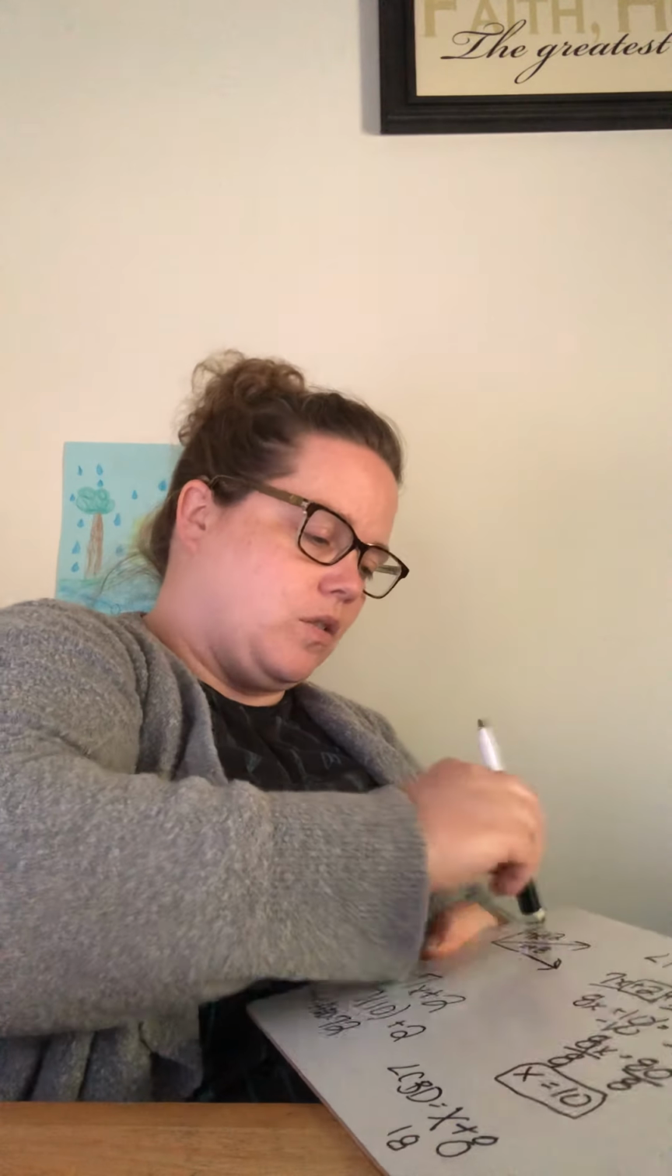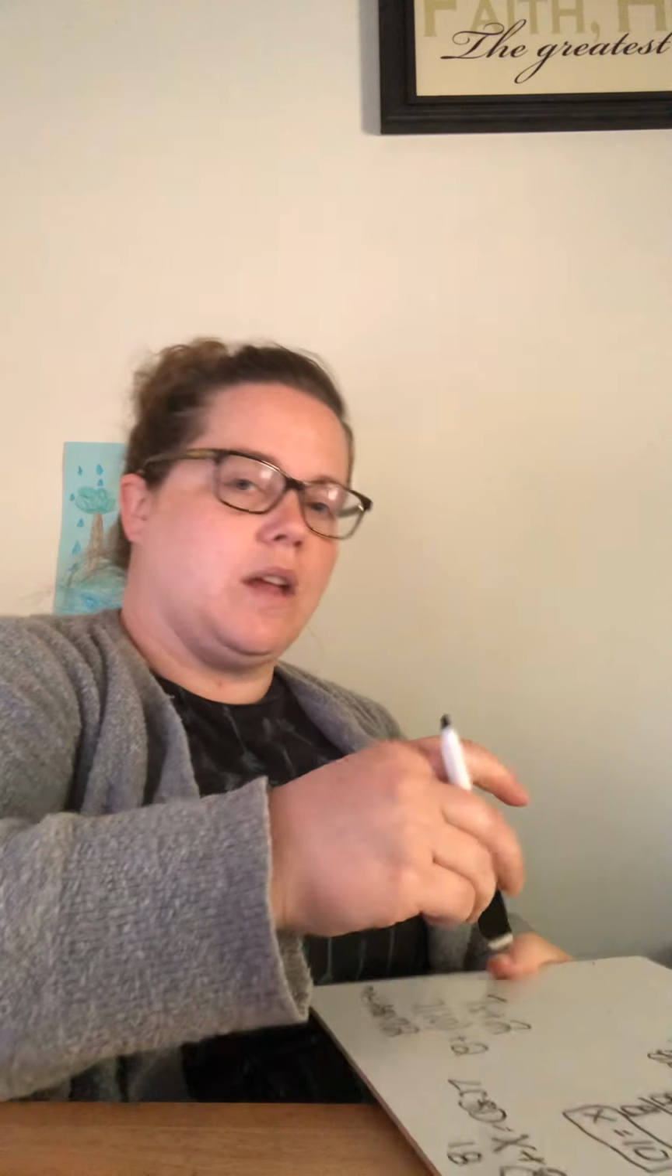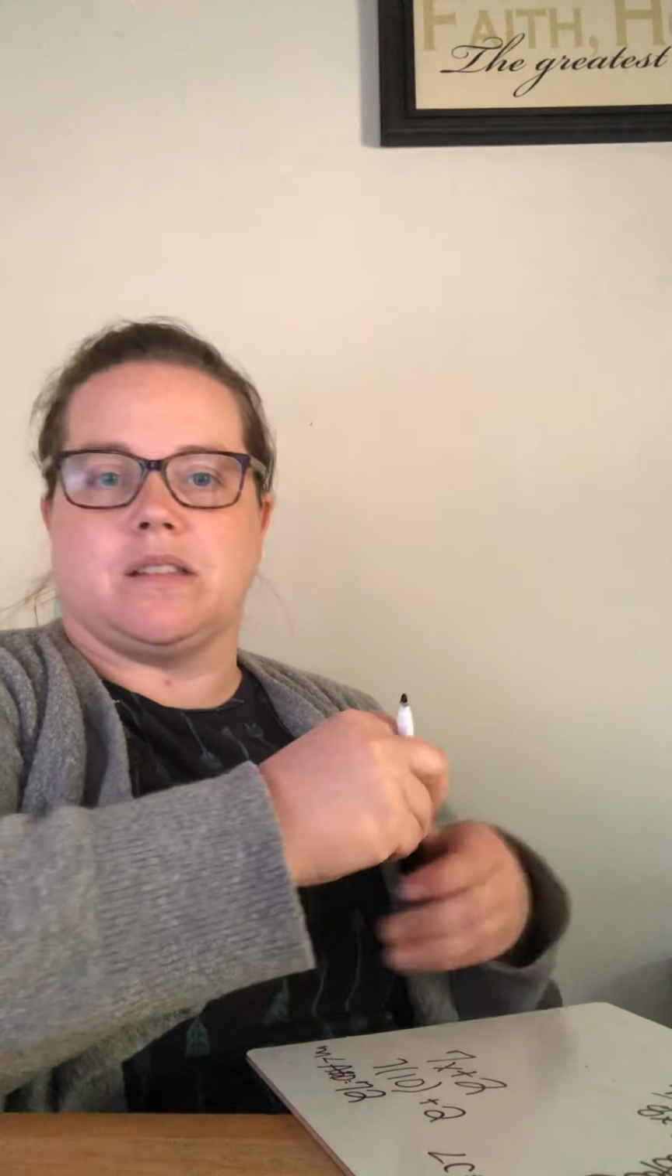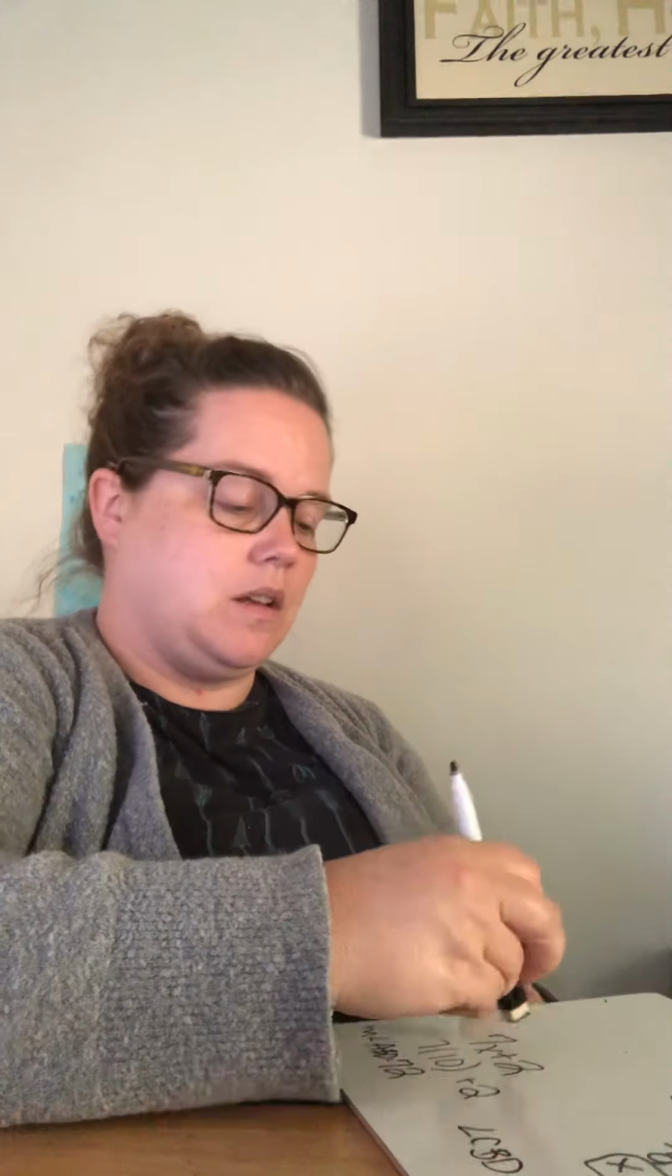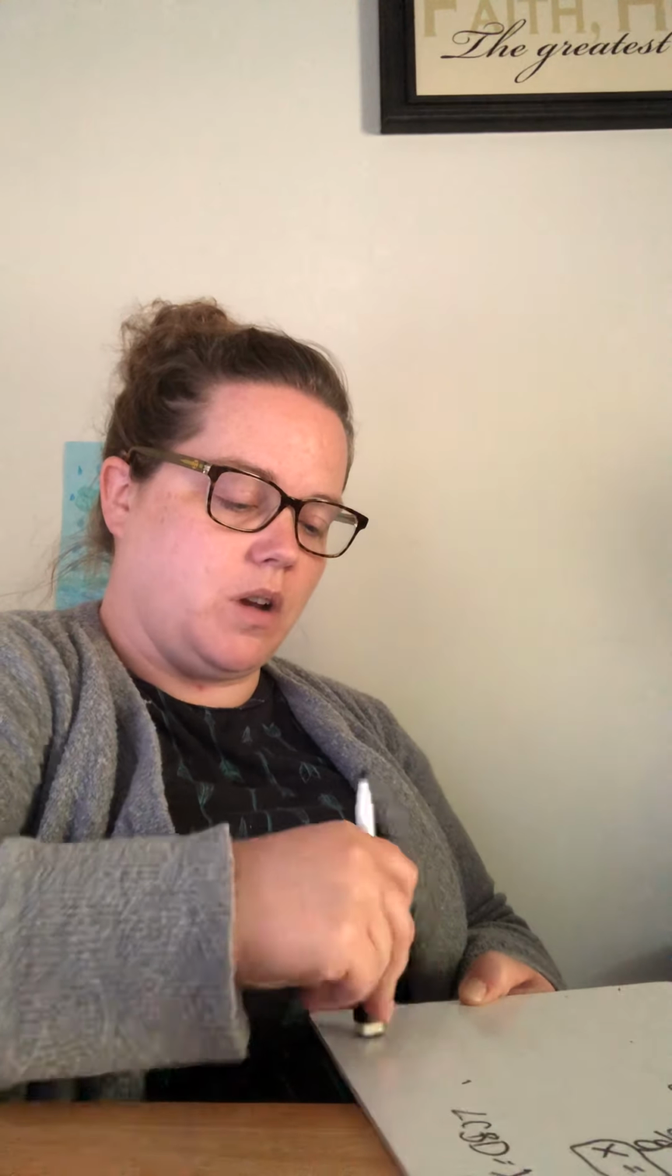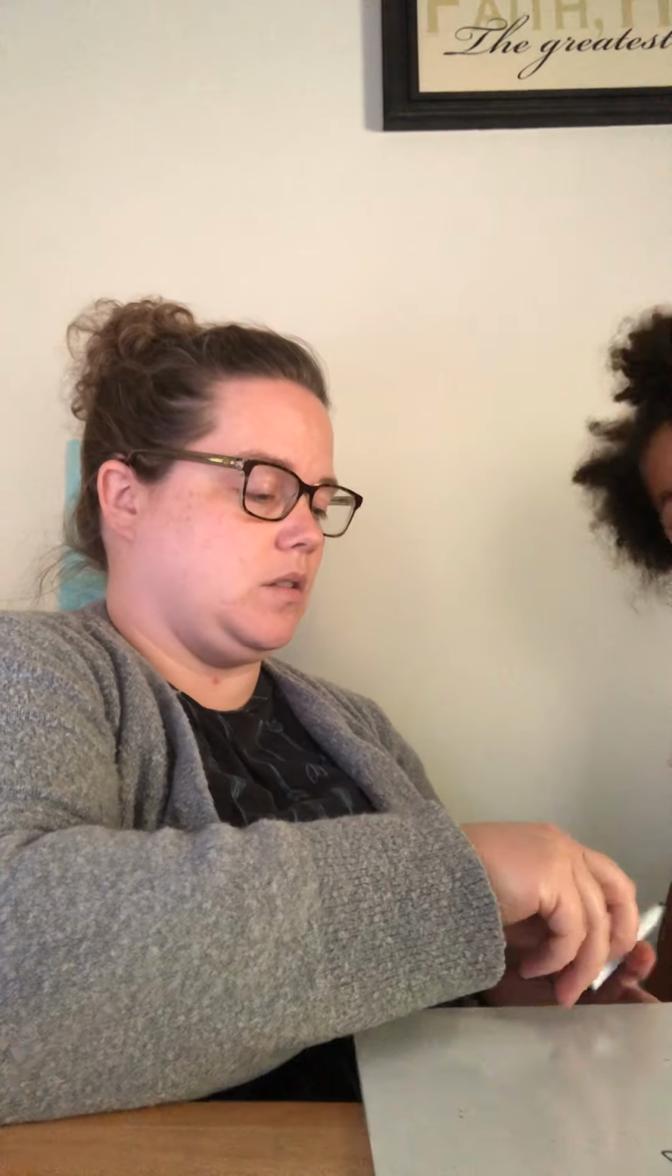All right, now vertical angles. Vertical angles are the ones that look like an X, okay? It looks like an X, and the angles that are across from one another are congruent.